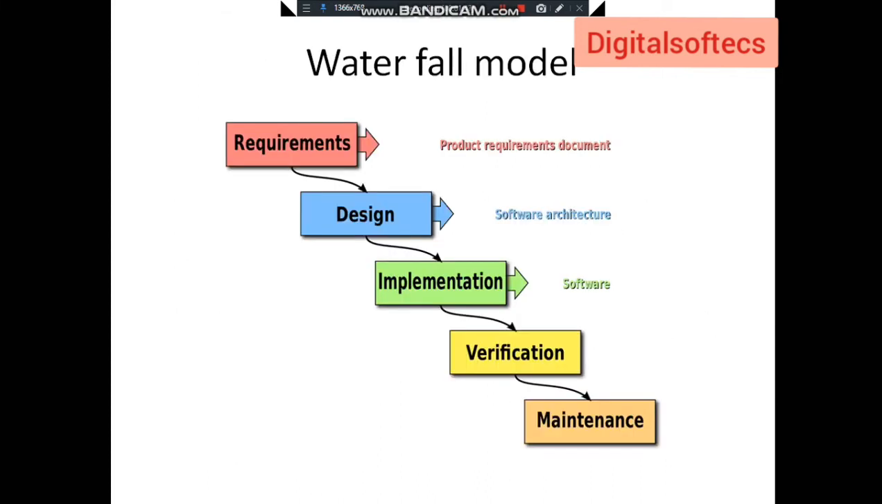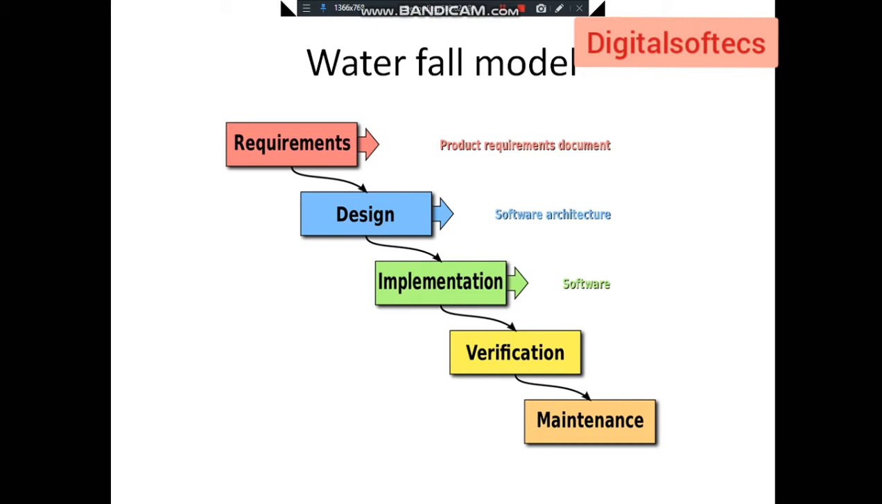Waterfall model. As suggested by the name, when water falls from a certain place, it cannot go back. So in software engineering, the waterfall model is used like this. The first set of activity is requirements. We collect the user needs. We inspect the user needs: what are their requirements, and what do they expect from the system? So in the waterfall model, we find the user needs and requirements.